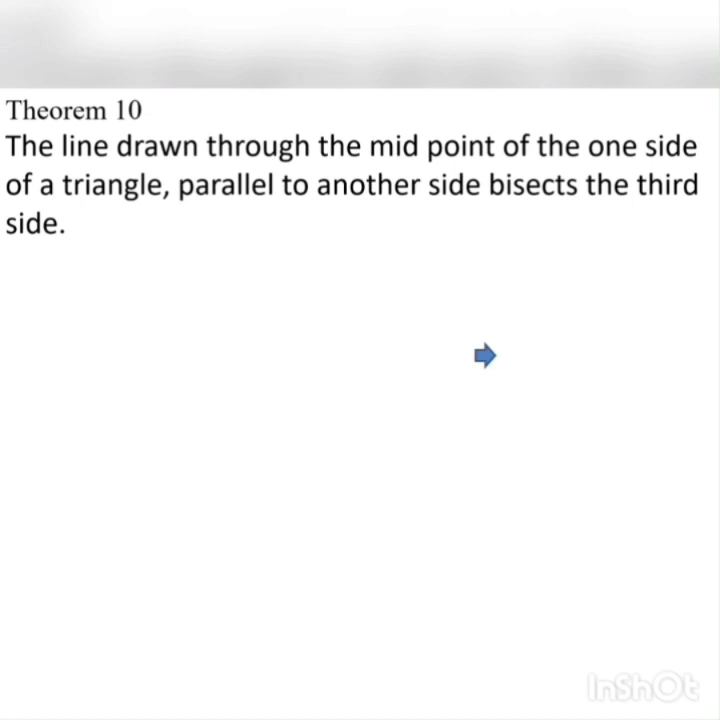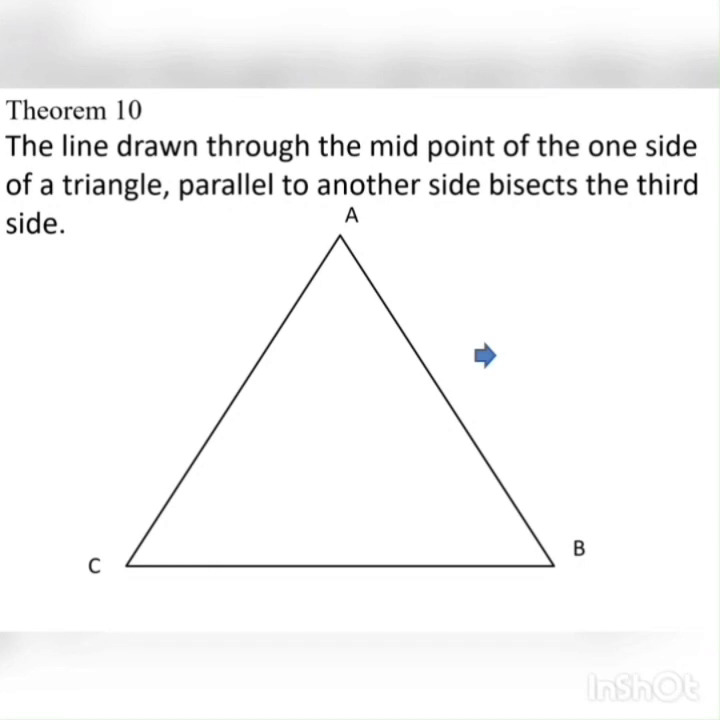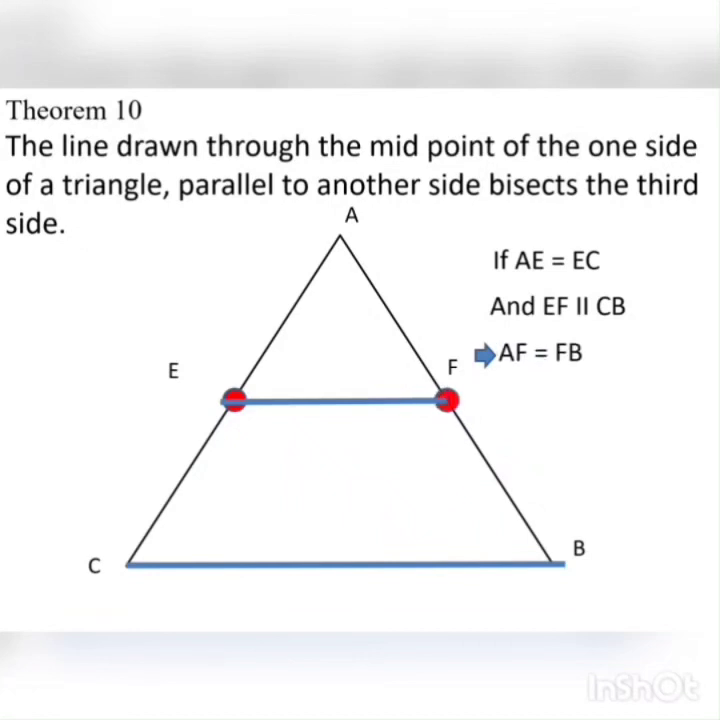The next theorem is that the line drawn through the midpoint of one side of a triangle parallel to another side bisects the third side. Given a triangle ABC, if E is the midpoint of side AC, that is, AE is equal to EC, and EF is also parallel to CB, then according to the theorem, the line drawn through point E bisects the side AB, which means AF is equal to FB.